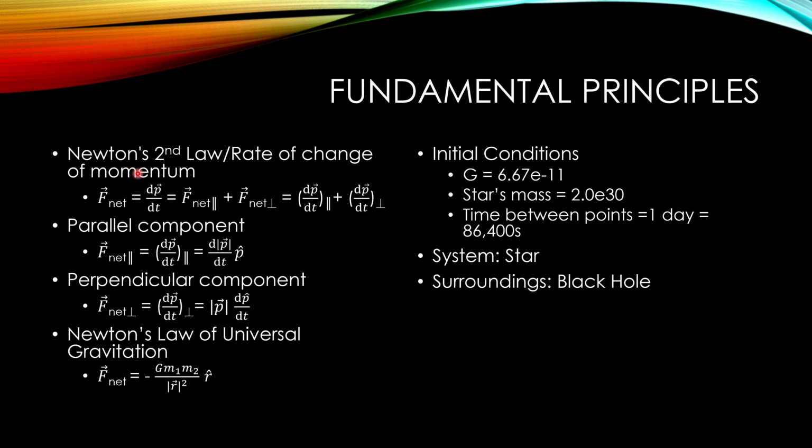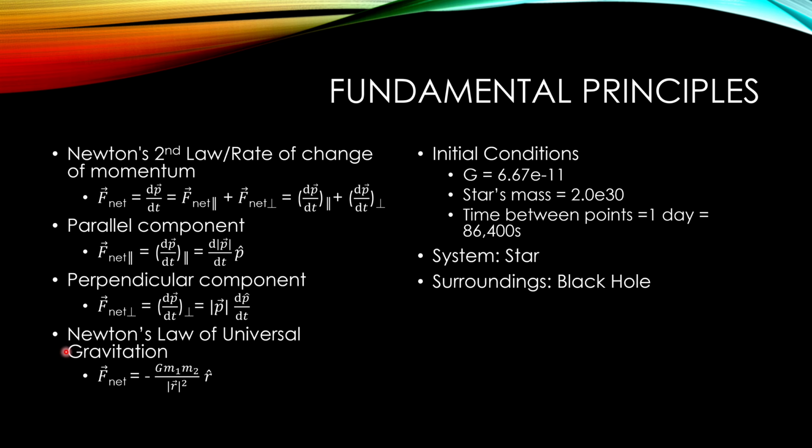So we use Newton's second law as well as the rate of change of momentum. As you can see, F net is equal to dp dt. They can be broken up into components, so F net parallel, F net perpendicular, dp dt parallel, dp dt perpendicular. The parallel component is equal to d magnitude of p dt times p hat. The perpendicular component is the magnitude of p dp hat dt.